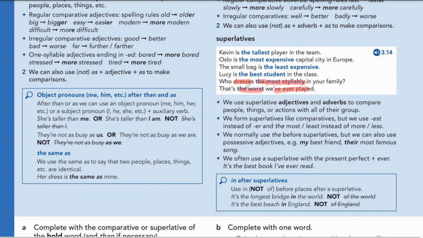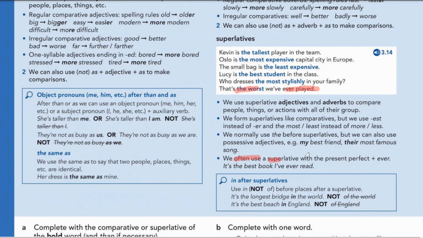So with the normal adjective and adverb, they're a little bit different. Good is an adjective, well is an adverb. Bad is an adjective, badly is an adverb. But these two words have the same comparative and the same superlative. Good, well becomes better, the best. Bad, badly becomes worse, the worst. And as you can see here, they're using the worst with an action. So that's a superlative adverb.